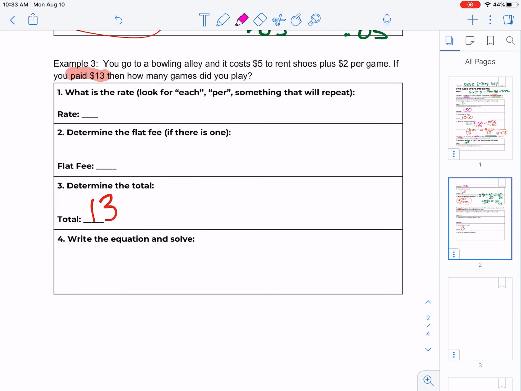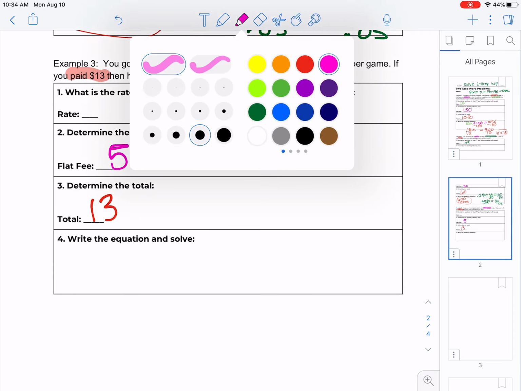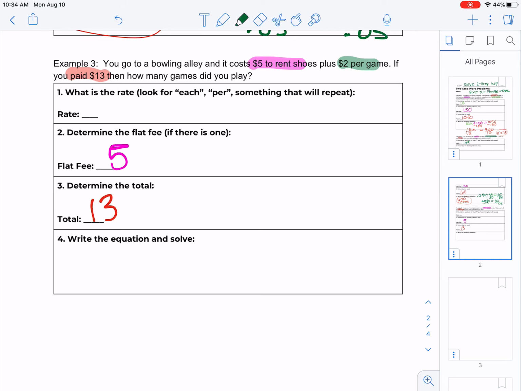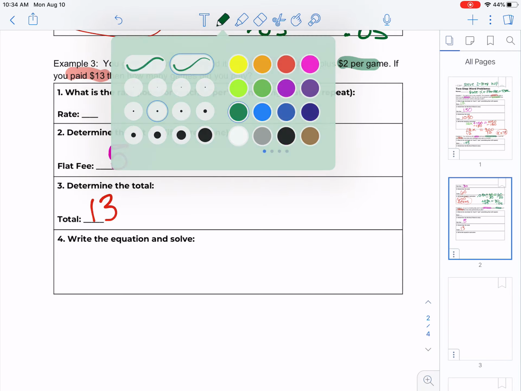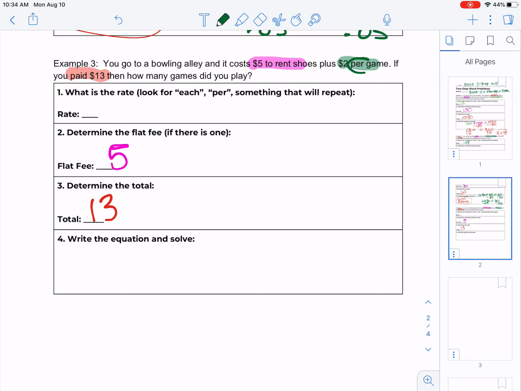The next easiest number to find is our flat fee. It costs us $5 to rent shoes. It doesn't matter how many games we play, we have to pay the $5 for shoes. So that is our flat fee. We only rent shoes once, so that's a one-time fee. We don't have to keep paying for shoes per game. The reason why 2 is our rate is because it's $2 per game. You can see that keyword of per there. So our rate is 2.